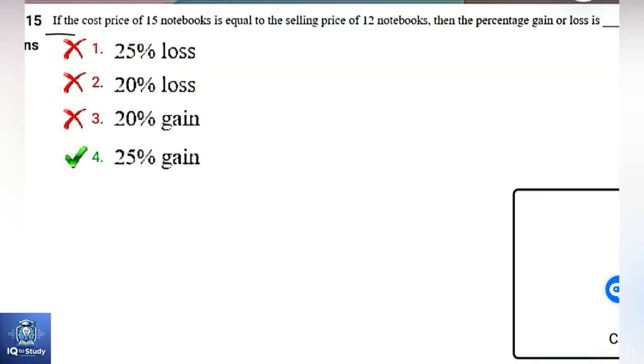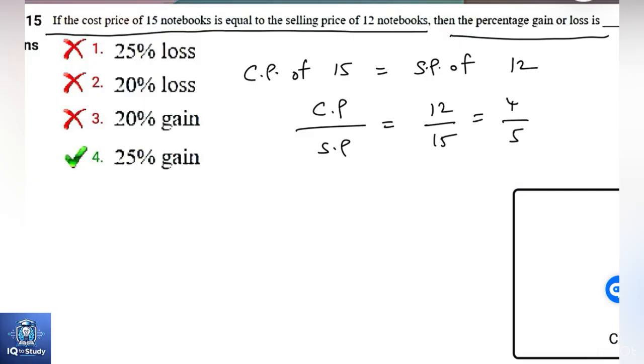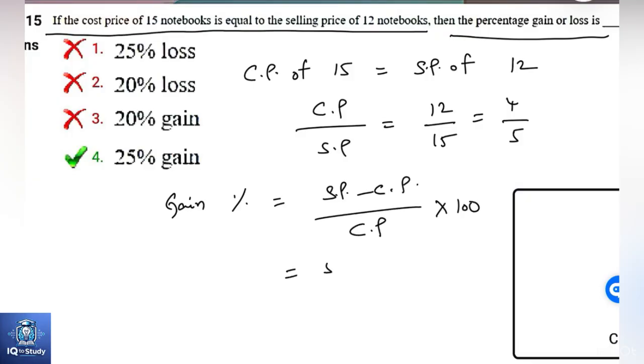If the cost price of 15 notebooks is equal to the selling price of 12 notebooks, then find the percentage gain or loss. Given cost price of 15 notebooks is equal to selling price of 12 notebooks, which implies cost price by selling price is equal to 12 by 15, which is equal to 4 by 5. Here selling price is greater than cost price, so obviously it's a gain. So gain percent is equal to (SP minus CP) by CP into 100, which is (5 minus 4) by 4 into 100, that is 1 by 4 into 100, which is equal to 25% gain.